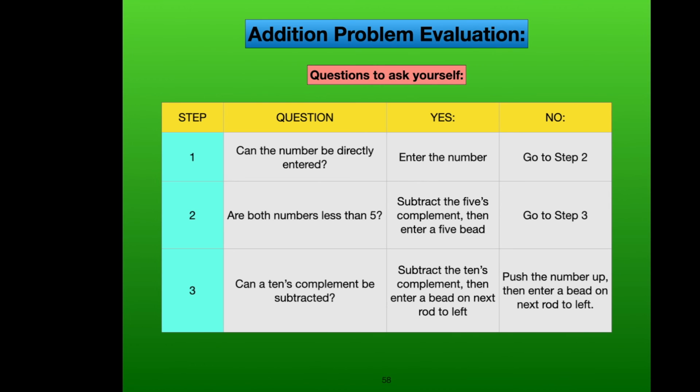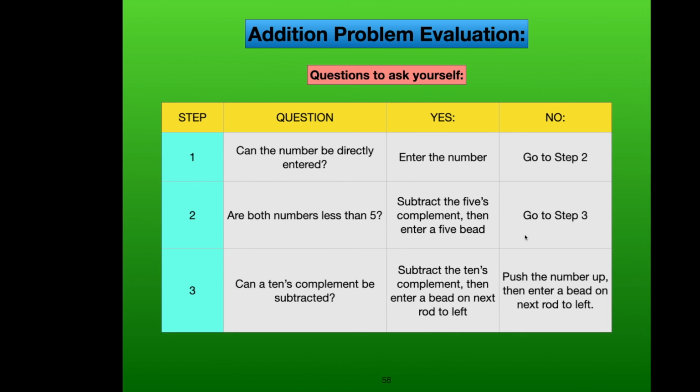If yes is the answer, then enter the number. Congratulations, you've solved it. But if no, then go to step 2. So step 2, the next question you ask yourself is, are both numbers less than 5? In other words, the starting number that's already on the abacus and the new number you're adding, are both of them less than 5? If yes, then do the 5's complement. Subtract the 5's complement of that second number and then enter a 5 bead. And then you will have finished the problem.